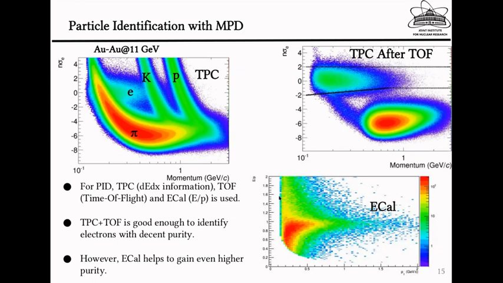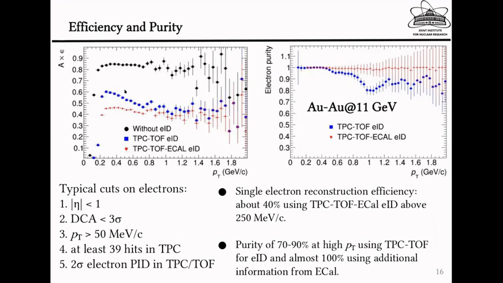So these are some QA plots. On the left, I show you the single electron reconstruction efficiency. Here you can see that with ECAL in addition to TPC and TOF, we could get about 40% reconstruction efficiency for the electron at about 200 MeV. As far as electron purity on the right is concerned, TPC and TOF can provide a decent purity of between 70 to 90% at high pT, about 1 GeV. ECAL gives us almost 100% purity throughout the pT region.